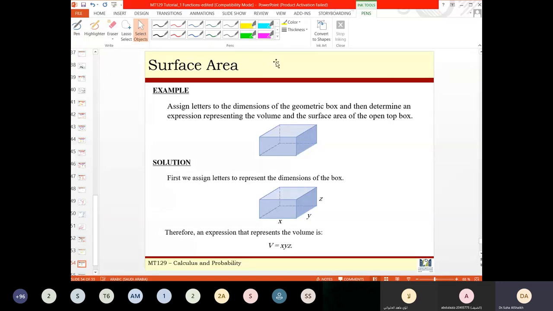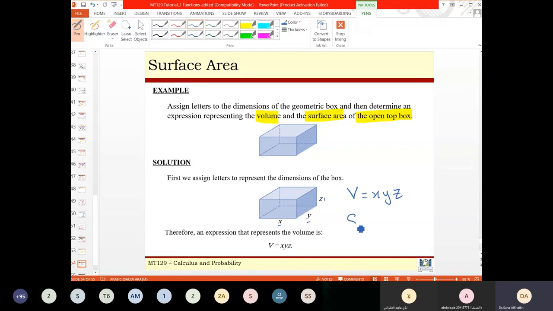What does open top box mean? It means the top is not considered. So I want the volume and I want the surface area, easy. I put letters, so they put X here, Y, and Z for the height. But he told me the box is without the top, just 5 faces we have. So the volume is easily X times Y times Z.